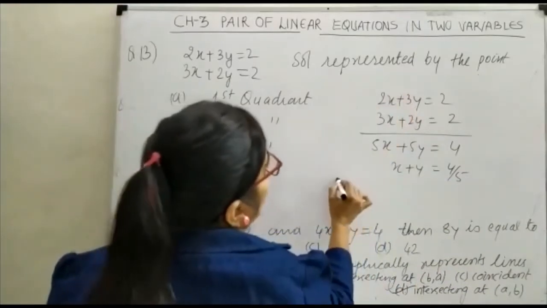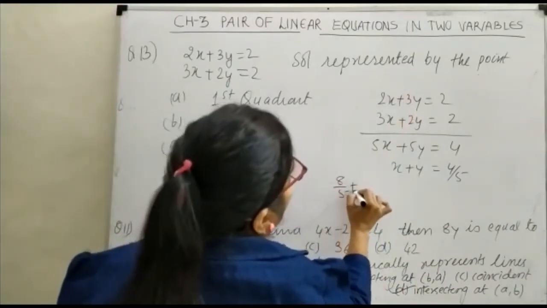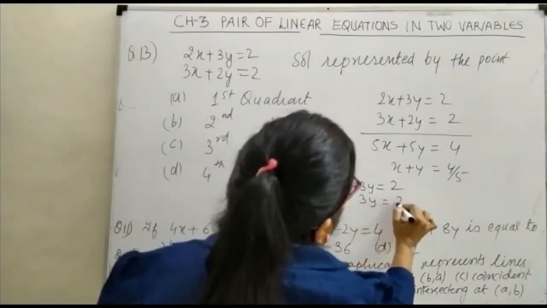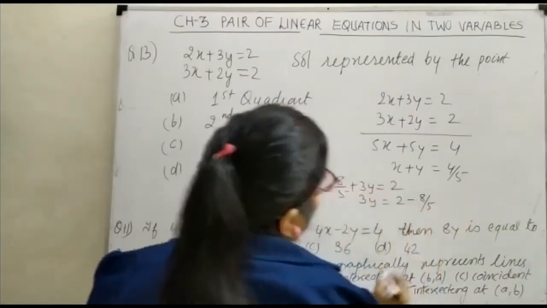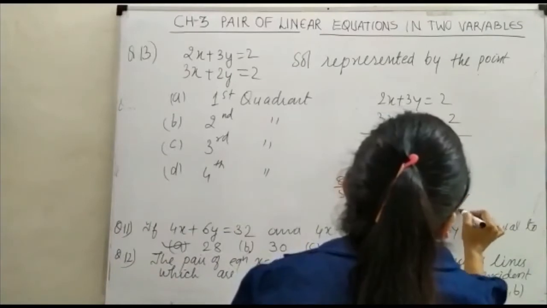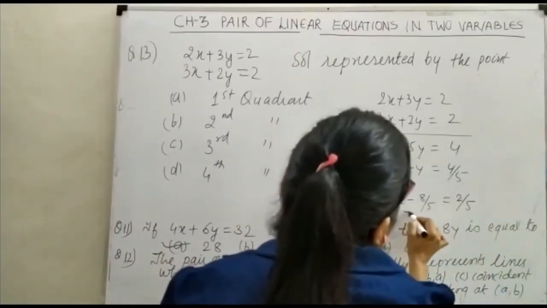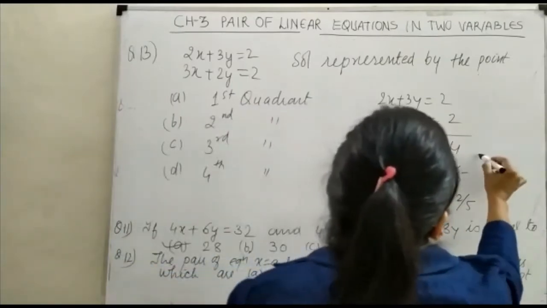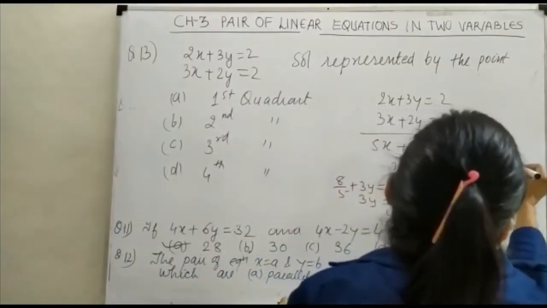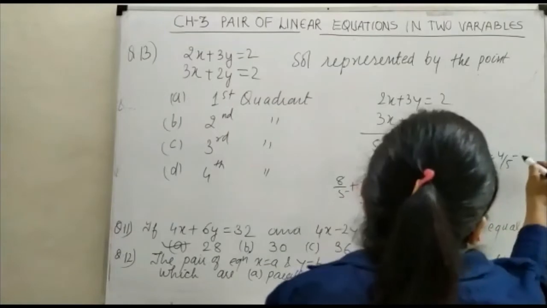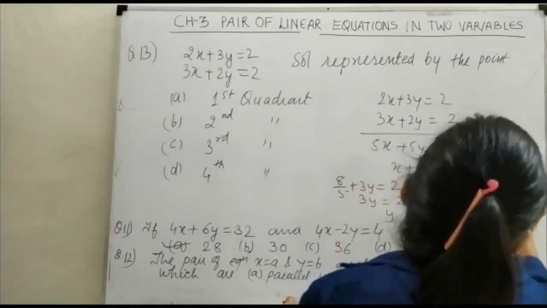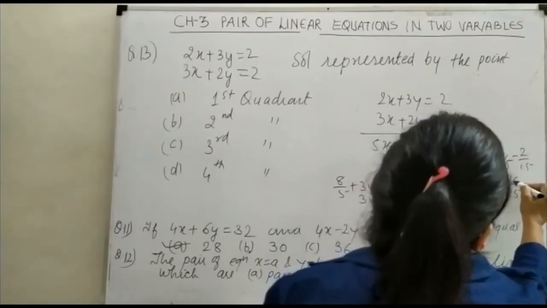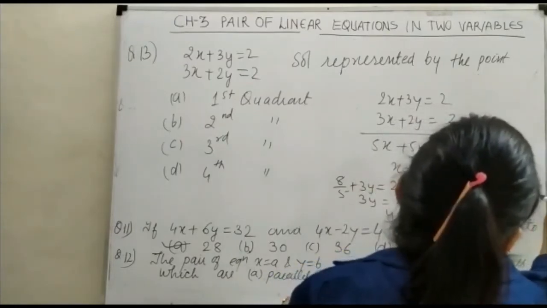So just keep the value, 8 upon 5 plus 3y is equal to 2. 3y is equal to 2 minus 8 upon 5, and this will be 2 upon 5. No doubt your y is equal to 2 upon 15, and your x is equal to 4 upon 5 minus 2 upon 15. So you can see here it will be 15, 3 fours are 12, that is 10, and this will be equal to 2 upon 3.